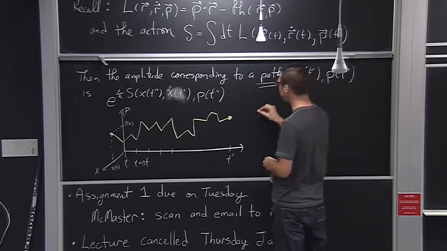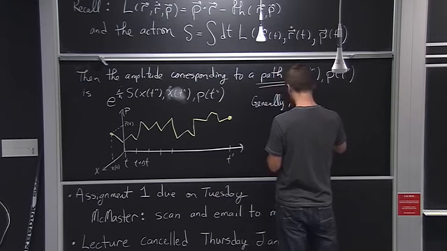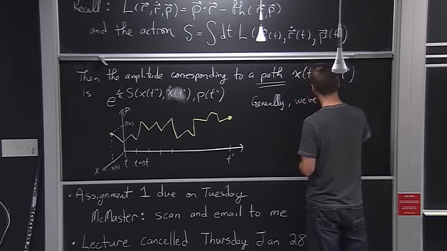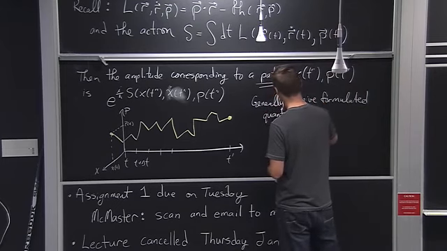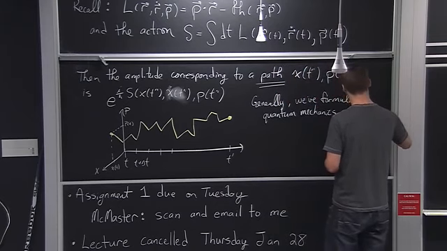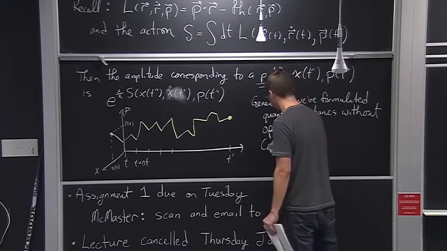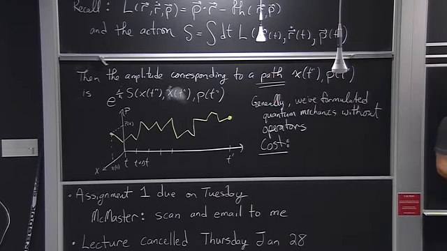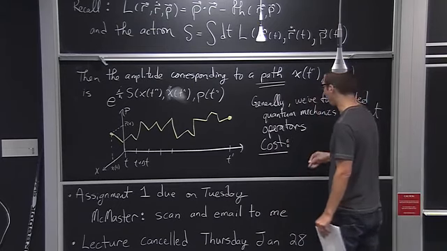Right? So in this path integral formulation, very generally, what we've done is written quantum mechanics without the use of operators. But there's a cost associated with that. You don't really get anything for free. You have an infinite dimensional integral over all paths.